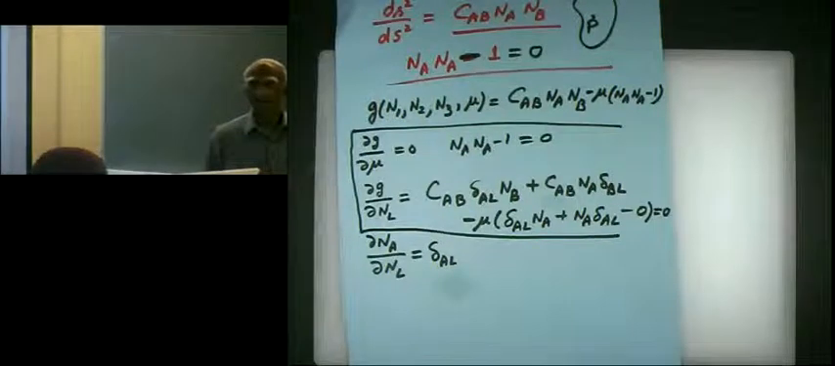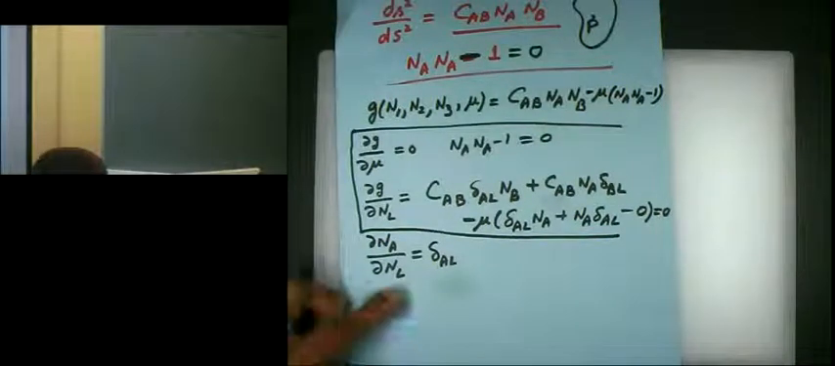Pierce? I'm just wondering why you wrote minus 0 there. Is that just because the derivative of 1 with respect to nL is 0? The derivative of 1, and 1 is a constant, right? If you differentiate 1 with respect to anything, you will get 0.